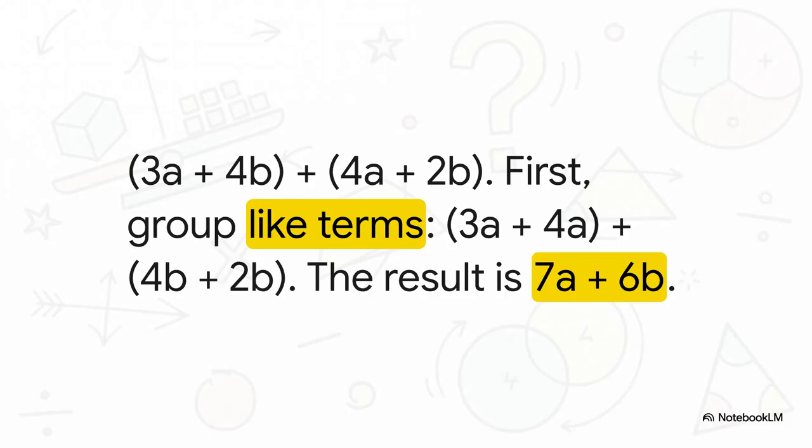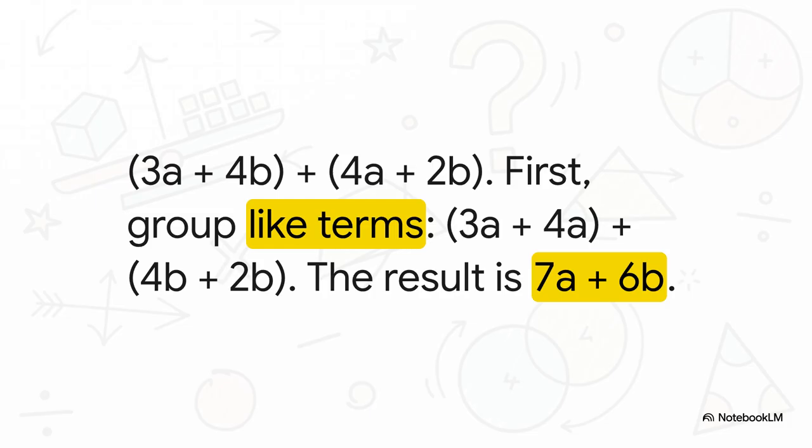Okay, let's try it. Our job is to sort the fruit. So first, let's find all the apples, our a terms. We have a 3a and a 4a. What's 3a plus 4a? That's 7a. Great. Now let's find the bananas, the b terms. We have 4b plus 2b. That gives us 6b. So our final answer is 7a plus 6b. And we stop right there.